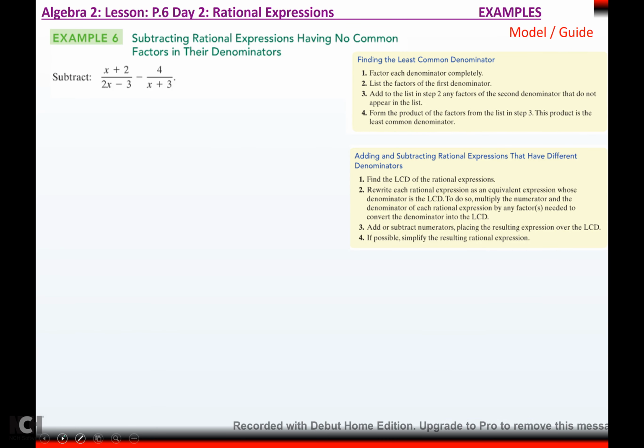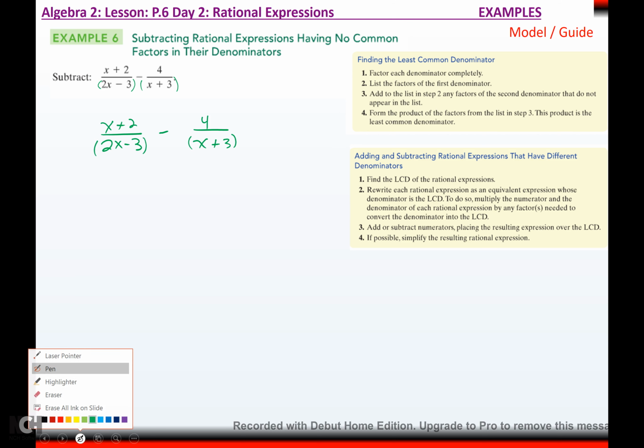Okay, so to do this, we need to look at my denominators. And I want to see if I can factor any of them. And I can't. They're degree 1s. They have nothing in common. So I can't factor them, which means my common denominator, let me rewrite this: x plus 2 over 2x minus 3 minus 4 over x plus 3.